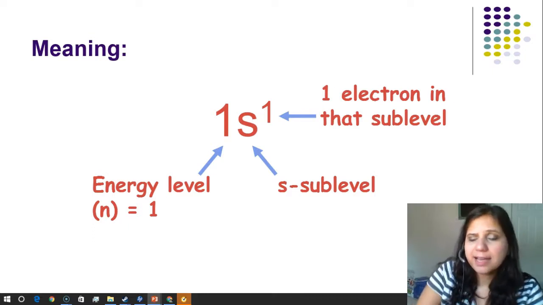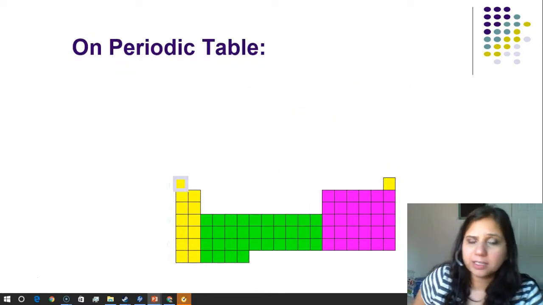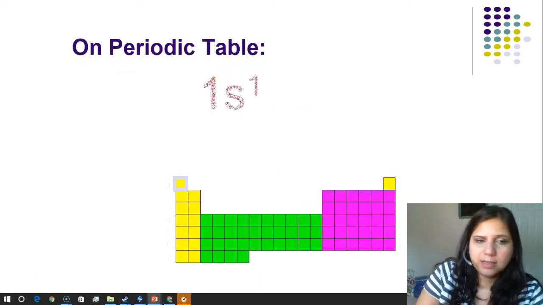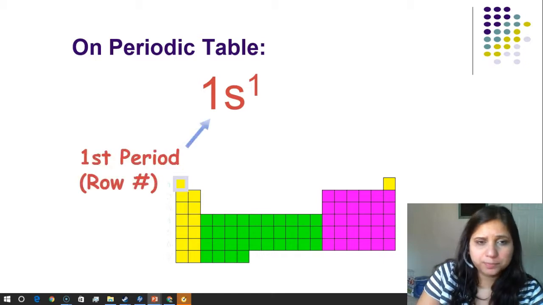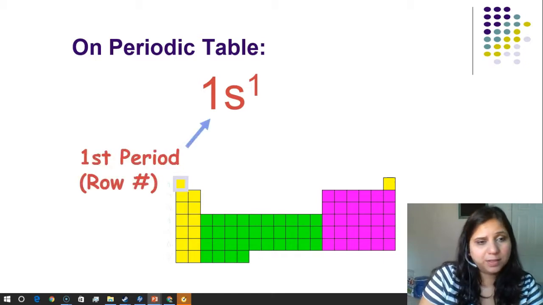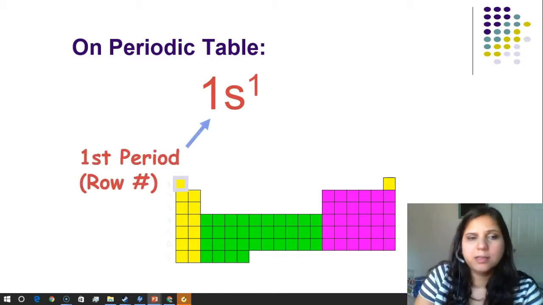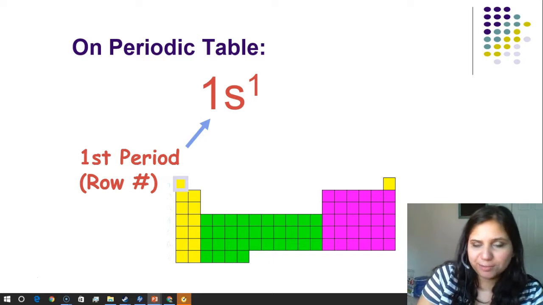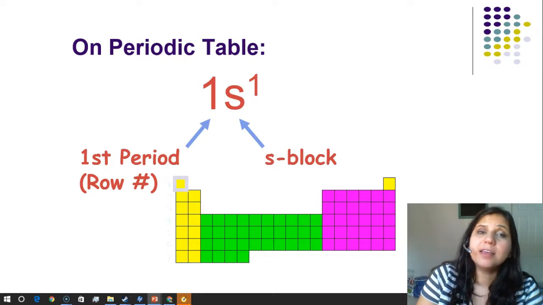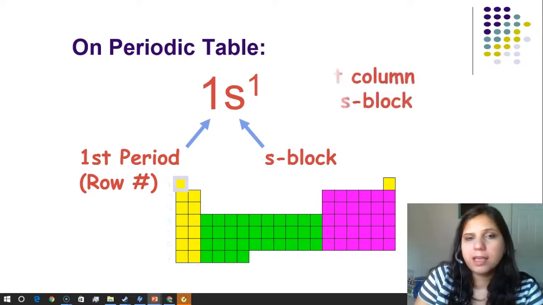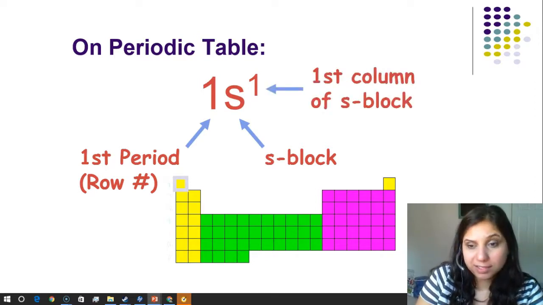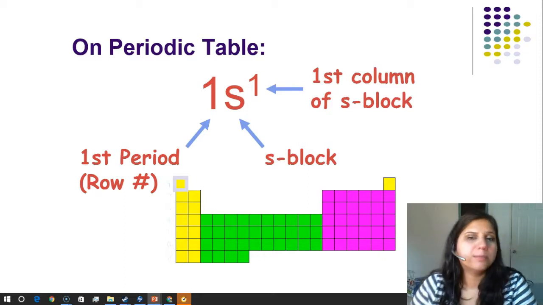Okay, in terms of reading that location on the periodic table, it works like this. A 1s1 would be, the 1, the coefficient, would be the first row of the periodic table, or whatever row it is. The s tells me it is in the s block. And the 1 tells me that it's in the first column of the s block.